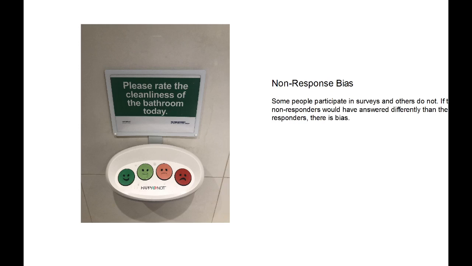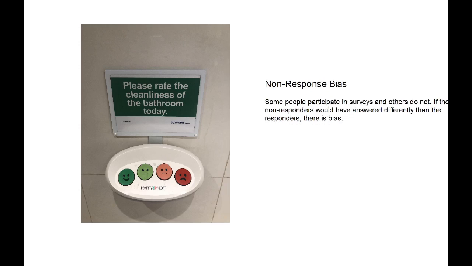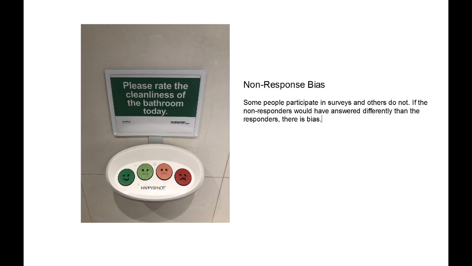This we call a non-response bias. It's called a non-response bias because, well, some people participate in surveys and others do not, right? We have to take a sample of our population. If the people who don't respond would have answered differently than the people that did respond, then there's bias because we need to have an accurate sample of the population. So this is called non-response bias.